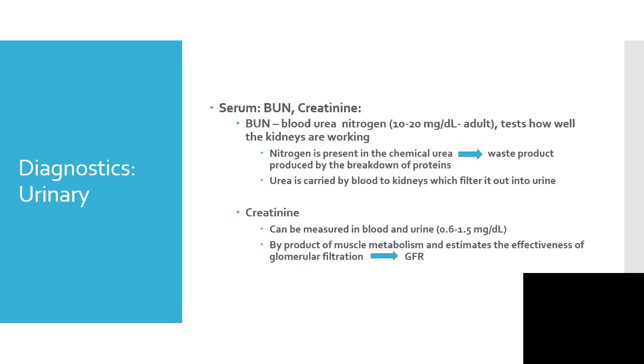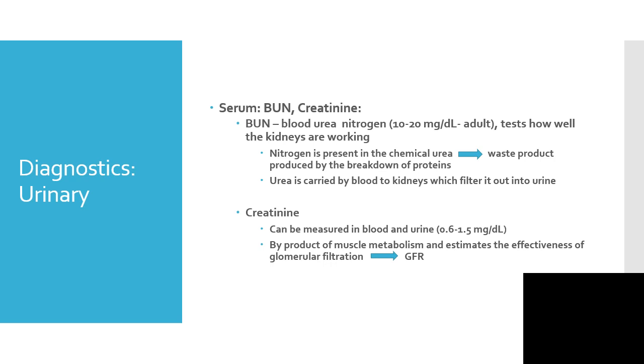There are other lab values that help us determine how well the kidneys are functioning. In the serum, we look for the BUN and the creatinine. BUN, also known as blood urea nitrogen, tests how well the kidneys are working. Nitrogen is present in chemical urea. It's a waste product produced by the breakdown of proteins. Urea is then carried by blood to the kidneys, which filter it out into urine.